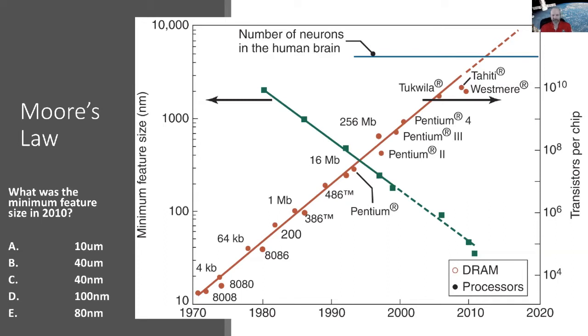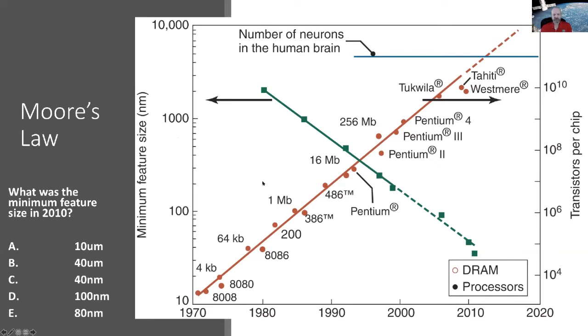C, 40 nanometers. B, 40 microns. Well, take a look at the axis. Okay, it's in nanometers. All right, so it would be C, right? You come across, I hope you can see my cursor here. You come up from 2010, look at where the line crosses. This green line is pointing to the left, so you use the left axis. Okay, the red line actually points to the right, so you use the right axis.